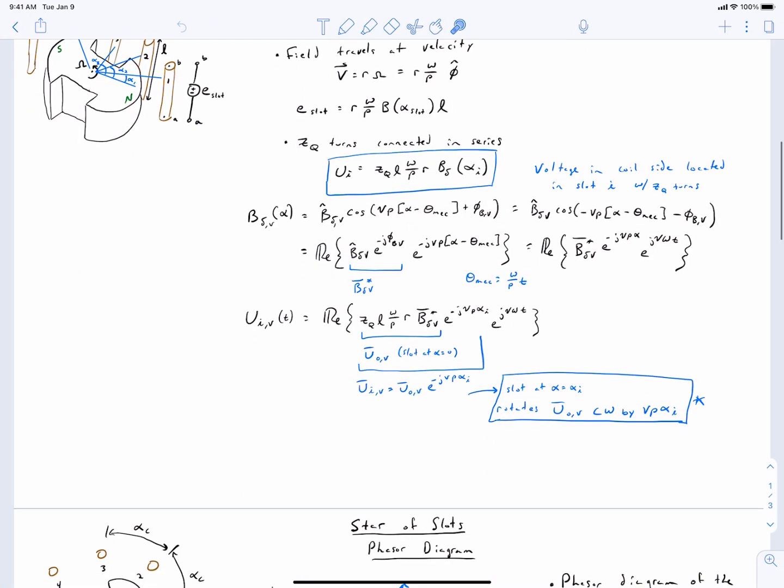And so this is our star of slots video, and you can see we came up with this expression right here for our voltage phasor in imaginary slot 0 as being ZQ times L times omega by P times R times B delta V. And this is very familiar to us at this point. This is the same expression we have for our rotor slots, except you have an S multiplied in there.